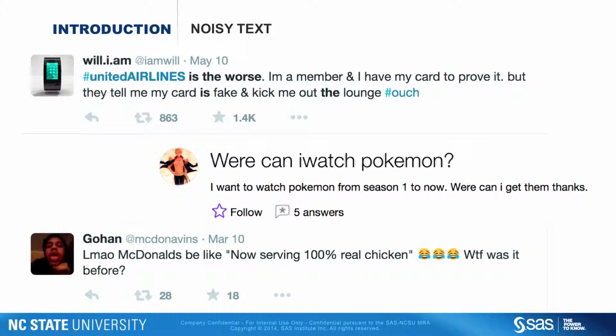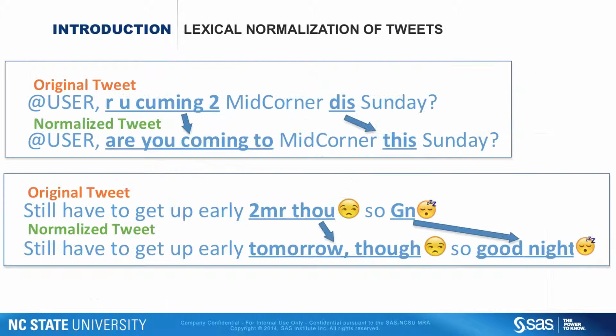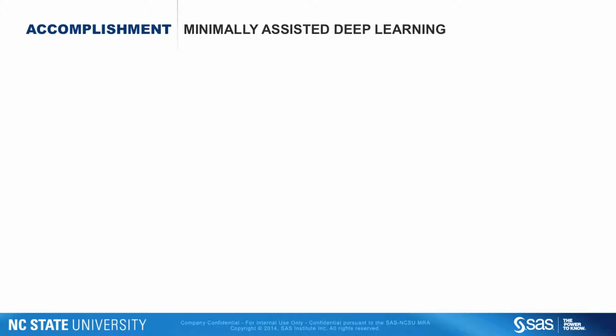So noisy text is important because it's all over the web. There's so much of it, but it's problematic to access because most text analytics techniques are based on normal text. So the obvious solution is to take noisy text and convert it into normal text. And that's what the competition was about.